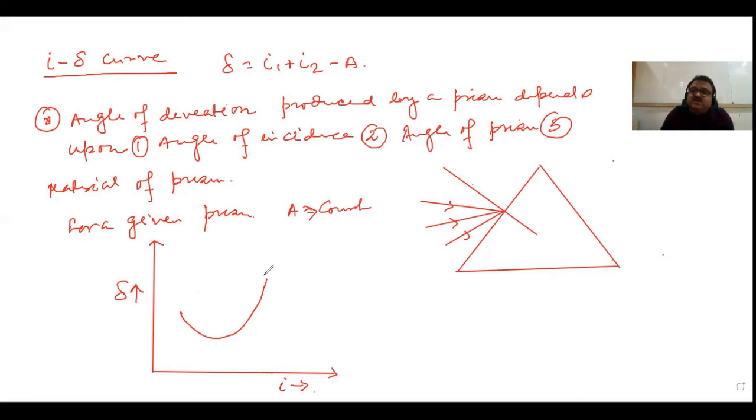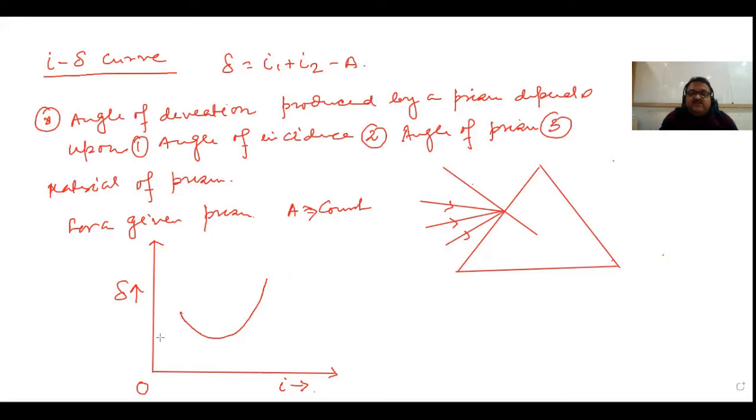Before 30 degrees, you will not get such a regular curve. So if I start the angle of incidence from 30 degrees onwards, I will get a curve like this. This is what we call the I-delta curve. Now, look, this is the important significance of this curve. Watch this carefully.